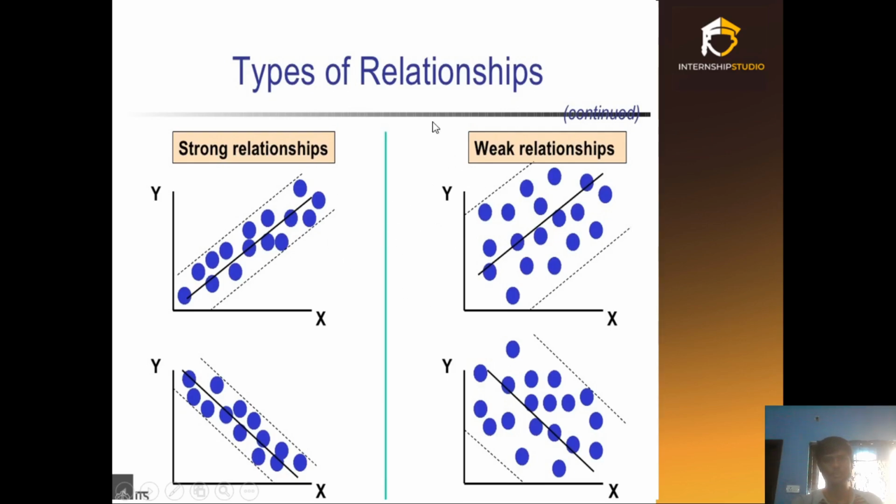I hope you understand the difference between these two different relationships. It is preferred that you have a strong relationship existing between the variables, which will help you in constructing an appropriate, proper model.